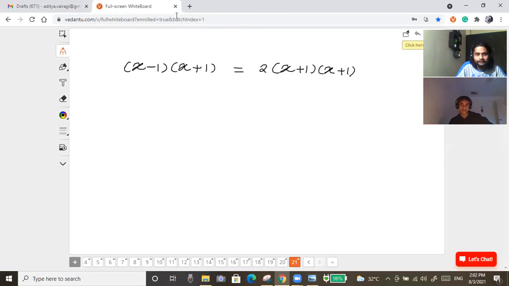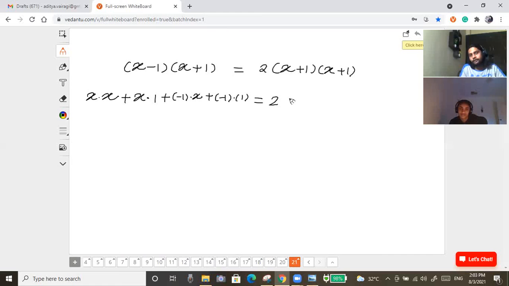Yes, FOIL method. See, this is first. So first of all, we write first here. The first terms are x and x, right? Then outer are x and 1, right? Then inner are negative 1 and x. Make sure to keep that negative x. And the last terms are negative 1 and 1.